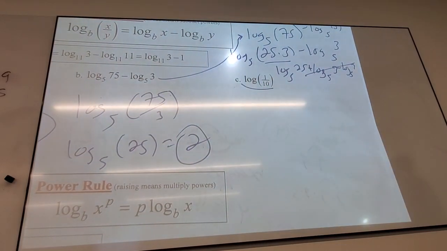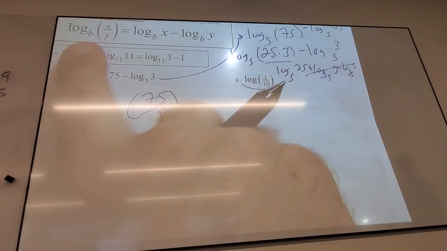This one, there's two different ways to do this, to be honest. But if I use this property, how do I rewrite this?